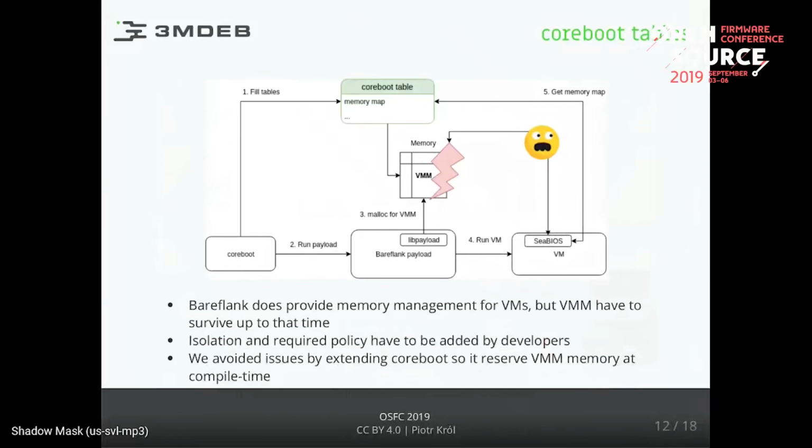So how did we fix that? First of all, at the coreboot level during the build, we reserve some memory for the VMM, and this memory is just reserved the whole time. That was the main fix. This is a compile-time solution; it should be solved by a runtime solution, but we didn't have enough time to apply that.